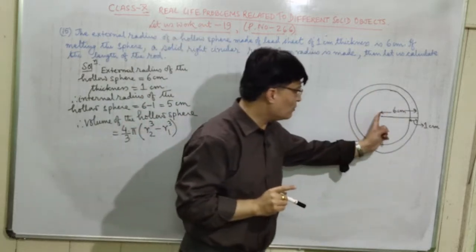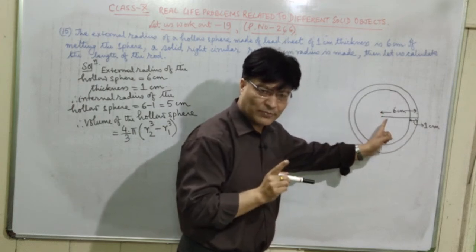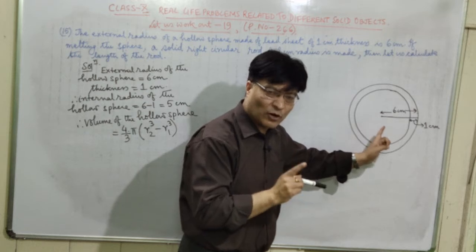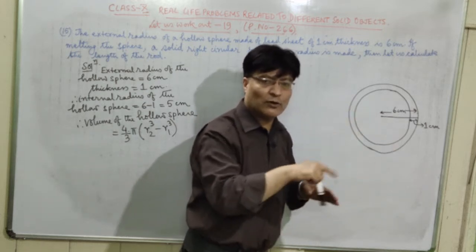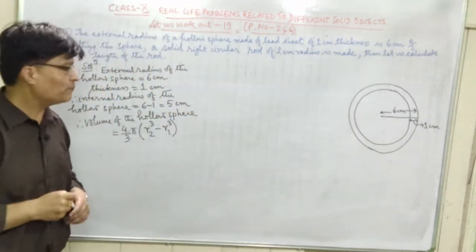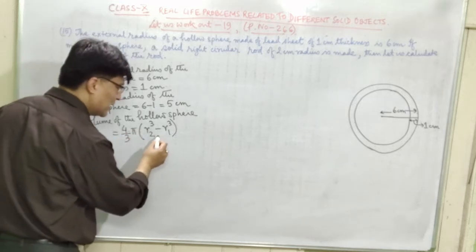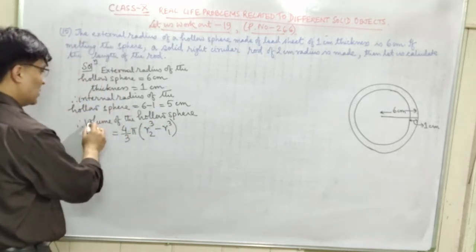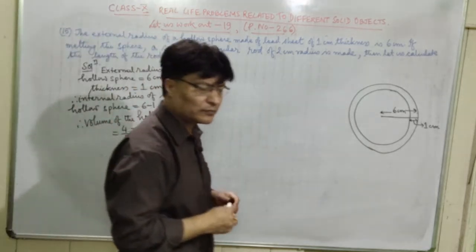Now, the internal volume should be subtracted from the external volume in order to get the volume of the hollow sphere. Is that clear to all of you? So now this is external volume minus internal volume. That will give you the volume of the hollow sphere. Is it clear to all of you?